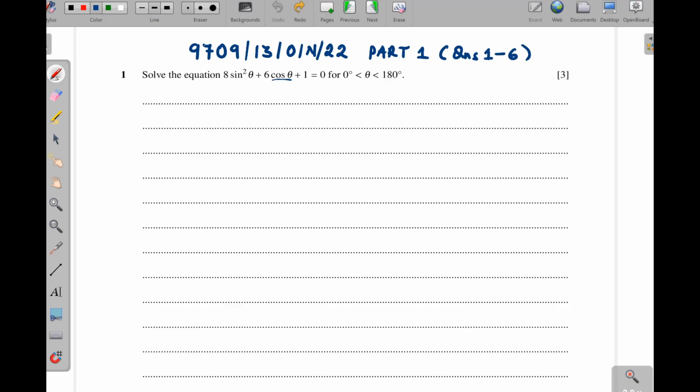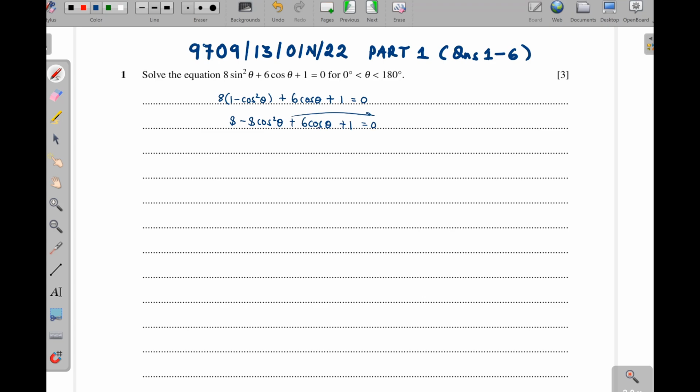Now, since here cos theta is not squared, then I will express sine squared theta in terms of cos squared theta. So this is 1 minus cos squared theta, then plus 6 cos theta plus 1, which is equal to 0. So opening the brackets, we shall have 8 minus 8 cos squared theta plus 6 cos of theta, then plus 1 is equal to 0.